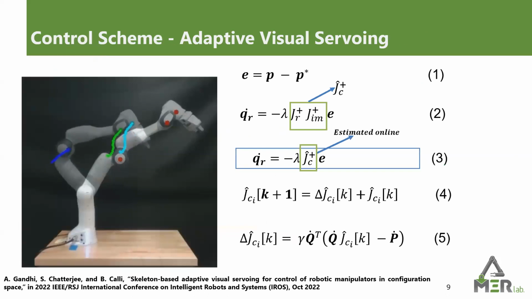The inferred keypoints along the robot's body are then used to define the image error between the current and desired robot configuration, as shown in equation 1. We obtain the joint velocity, q_r dot, in equation 2 by combining a control gain lambda, the image and robot Jacobian, and the image error. The combined robot and image Jacobian, referred to as J_c hat, is estimated online. We determine a window size, and the update law in equation 4 updates the J_c hat for each window using the correction term in equation 5.